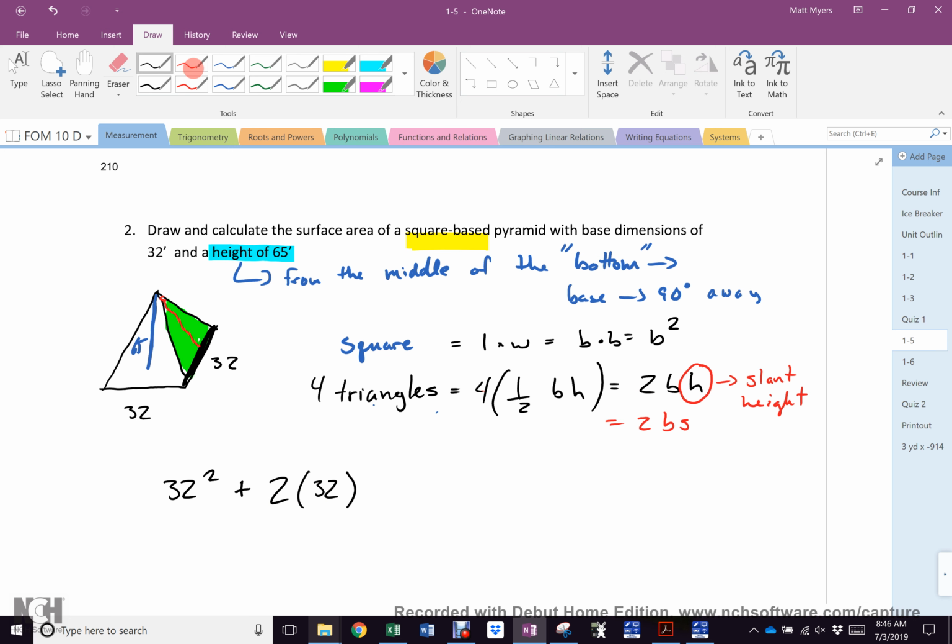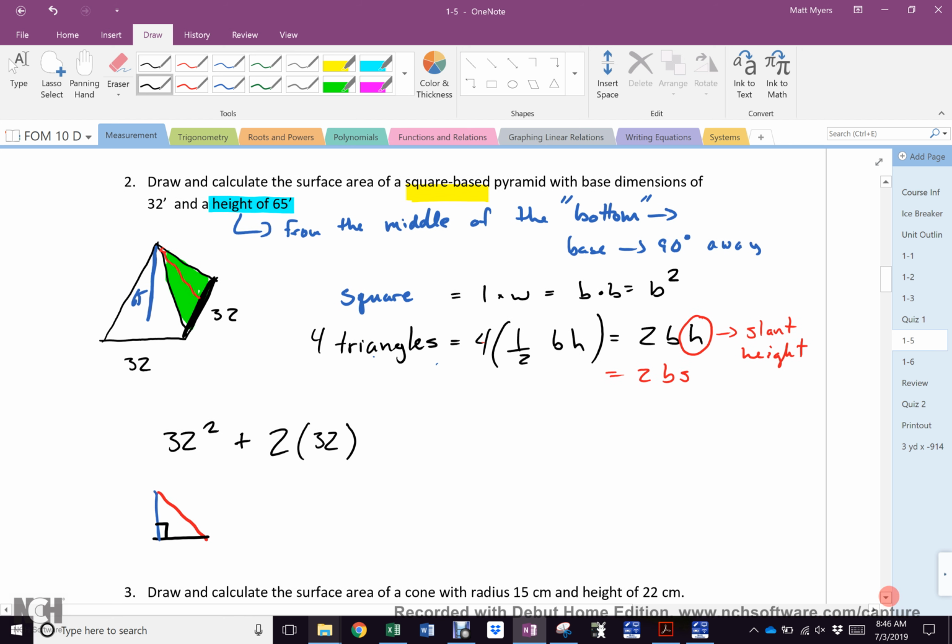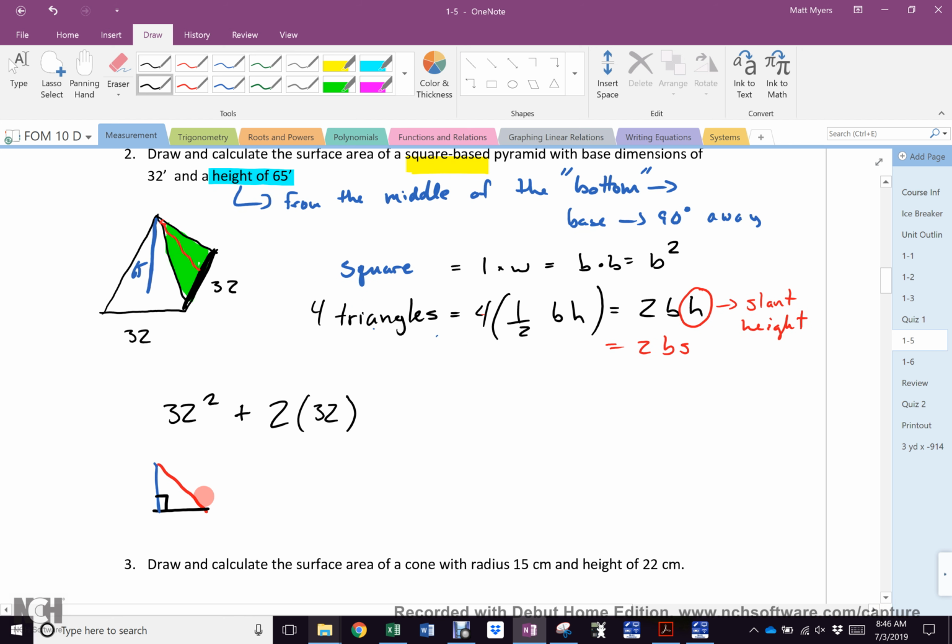Because this blue line and this red line create what kind of triangle? The blue line went straight up from the black line. So what degree is that? 90, which makes this triangle what kind of very special triangle? Right angle triangle. And what do we know about right angle triangles?